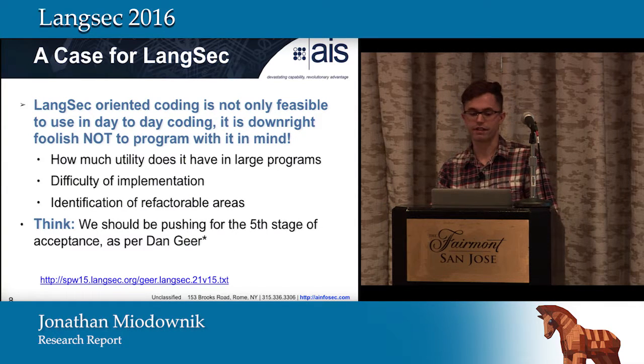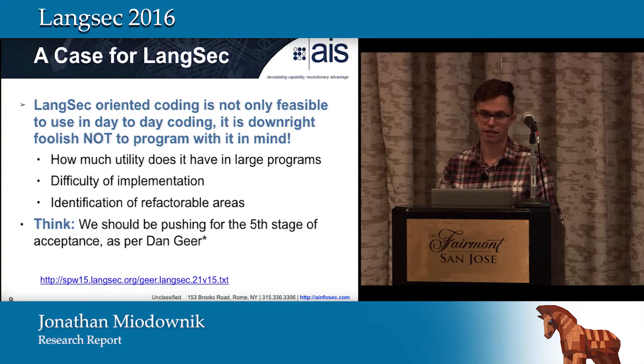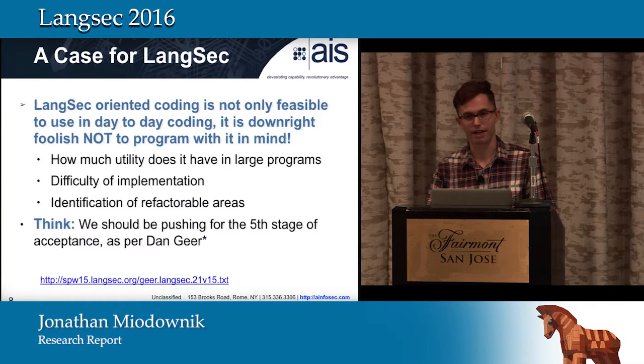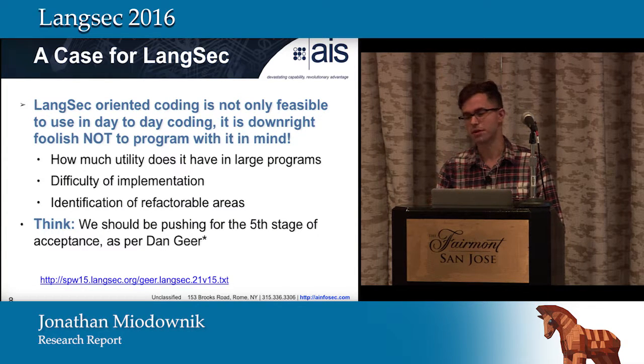So the whole point of this is to make a case for LangSec. We're not trying at this point to say it's possible to do LangSec here. We're trying to say that it's not only possible, it's almost stupid not to be writing code with LangSec in mind. So I think Dan Geer last year talked about the 5 stages of code acceptance. We should be pushing for that 5th. We should actively be saying, why aren't we doing LangSec with our stuff?